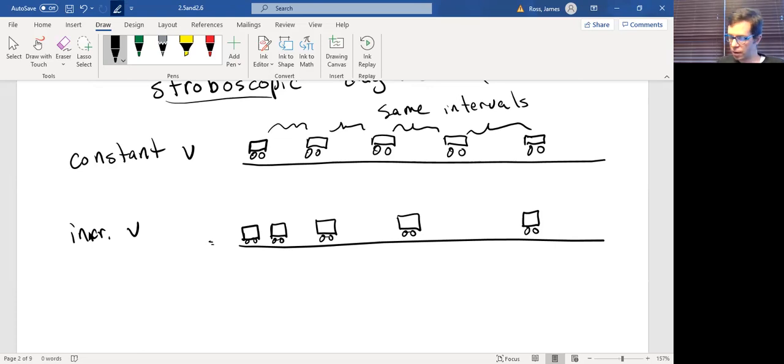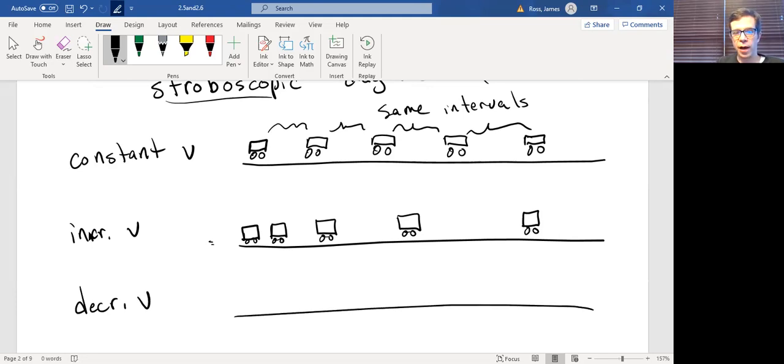And we get the same effect for a decreasing v, but in the opposite direction. So let's say we start out at a high speed. So the first time it blinks, we've moved over here. The next time it blinks, we move over here, and so on. And we slowed down. If we continue long enough, it would come to a stop.